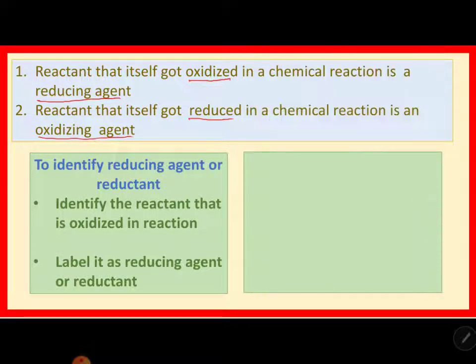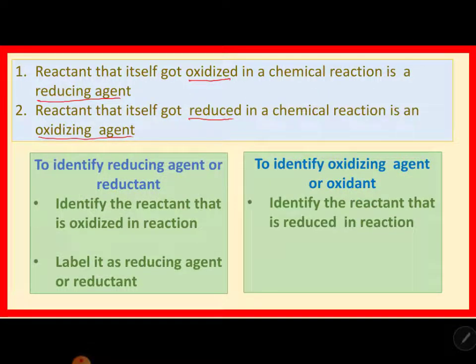If you are asked to identify oxidizing agent or oxidant in a reaction, identify the reactant that is reduced in the reaction and label it as oxidizing agent or oxidant. Now I will discuss some examples to clear your concept.